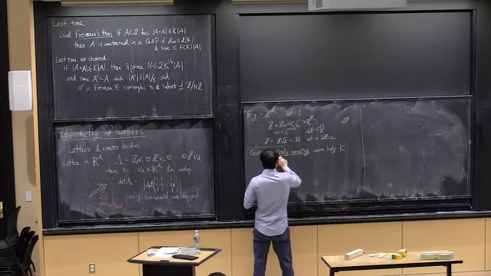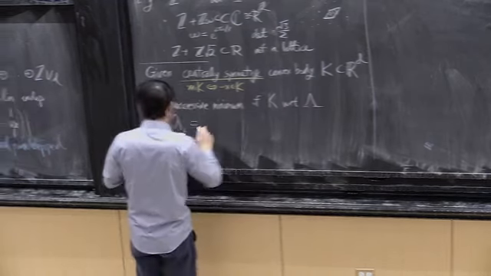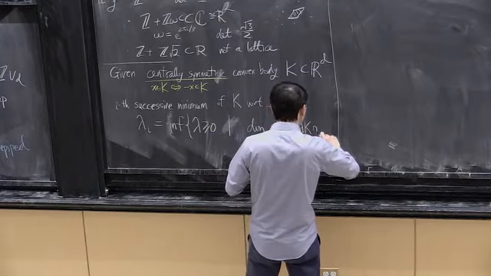Let me define the ith successive minimum, lambda_i, of K with respect to the lattice, to be the infimum of all non-negative lambda such that the dimension of the span of the intersection of lambda K and the lattice has dimension at least i. Okay, so let me explain.